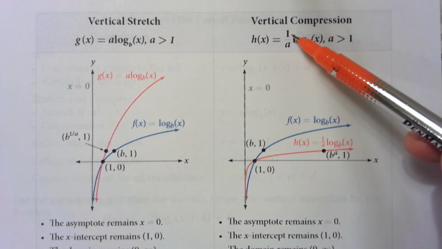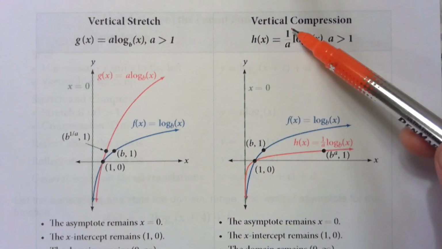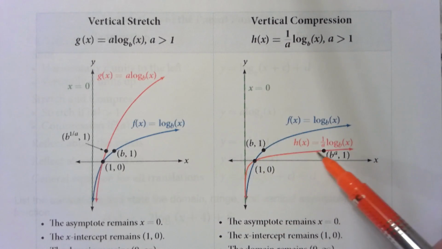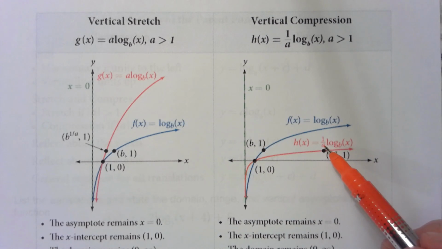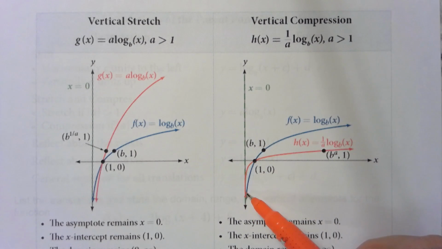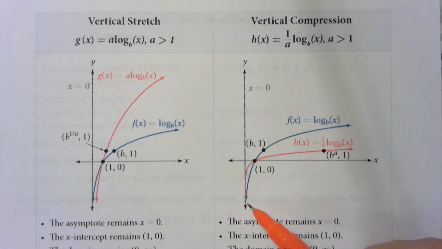If you have a number in front of your logarithm that's between 0 and 1, it's going to compress it, so it's going to make it short and fat. So this blue one is the parent function, and if we put, say, a 1/2 right there, or a 1/3, or a 5/8, anything that's between 0 and 1, then this is going to be compressed, so it gets short and fat.